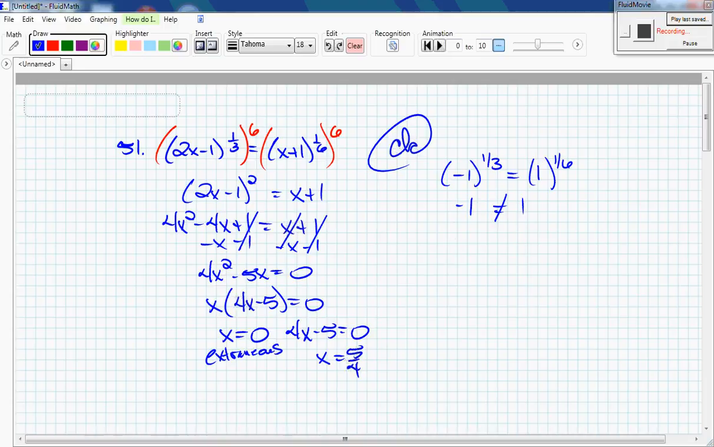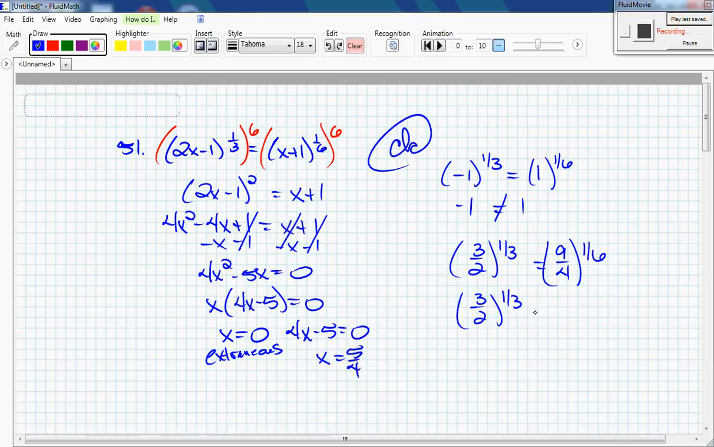So let's try 5/4. So we have 2 times 5/4 is 10/4. Minus 1 is 6/4, or 3/2. So we have 3/2 raised to the 1/3 equals 5/4 plus 1 raised to the 1/6 power. So 5/4 plus 1 is 9/4 raised to the 1/6 power. Now, this looks as if they're not equal, but remember, we do want to simplify this.